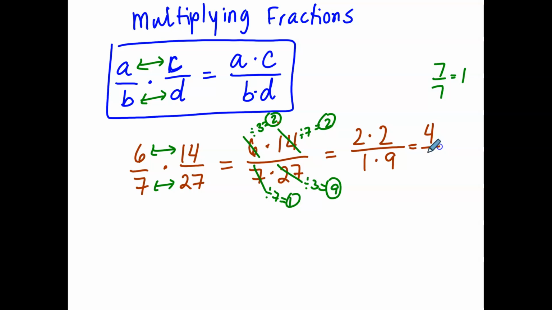2 times 2 is 4. 1 times 9 is 9. See how easy it is to multiply fractions when they are reduced. So my suggestion is reduce first if possible and then multiply.